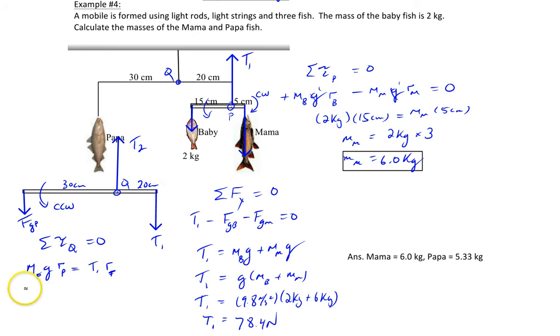So substituting in, we have G is 9.8, R sub P is 30 centimeters. Tension we got was 78.4, and then this distance is 20 centimeters. And this gives you the unknown mass of papa fish to be 5.33 kilograms. And there you go. We're done.